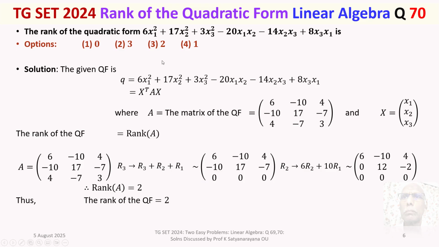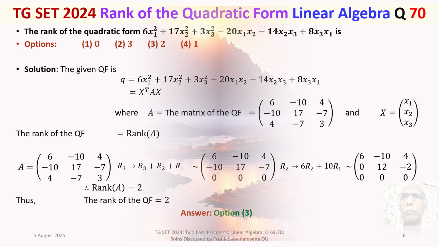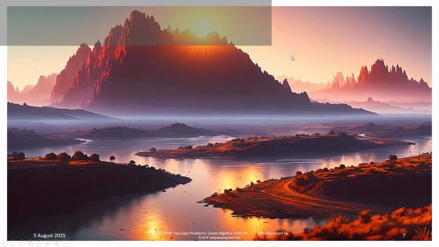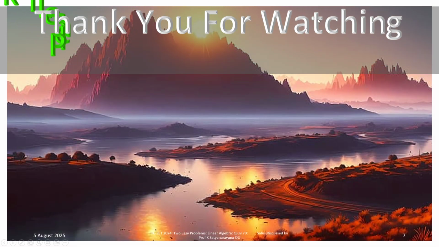So where is 2? It is appearing against option 3. Therefore, the answer to this question is option 3. That is the detailed discussion of the solution of a very simple and straightforward question. Once in a while such questions do occur, but prepare for good questions, big questions, and that will be helpful. I am sure that you have understood the solutions of these two problems.